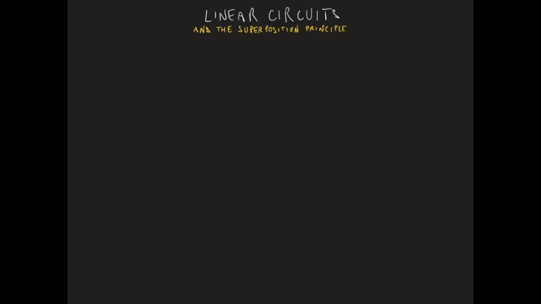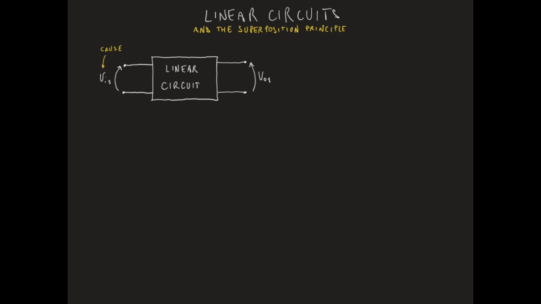Let us consider a linear circuit and suppose we apply a signal Vi1 at the input of the circuit. Be Vo1 the signal at the output of the circuit as a response to Vi1. Here, Vi1 is called the cause, while Vo1 is called the effect. Suppose now we apply a different signal, Vi2, at the input of the same linear circuit, and that the circuit responds to this stimulus with a signal Vo2.